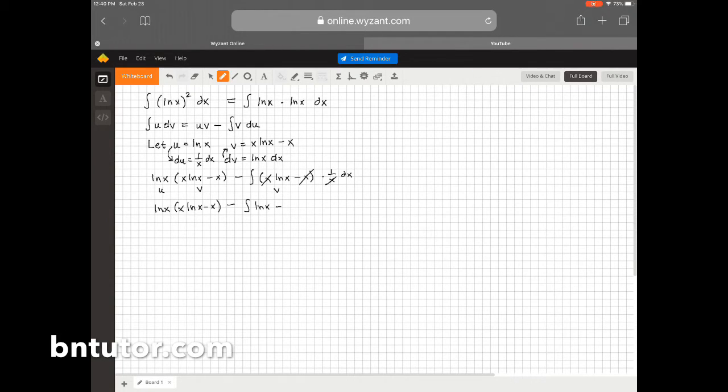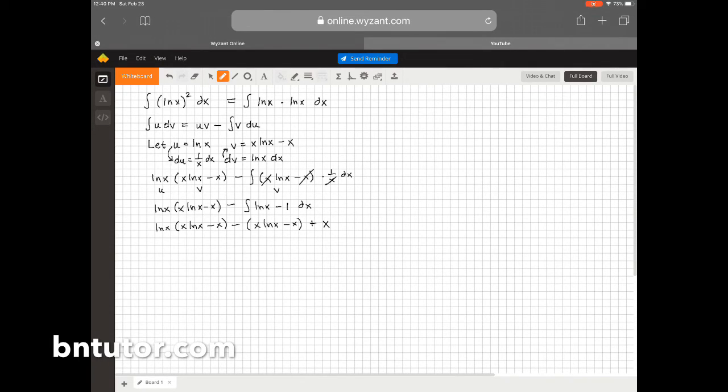What's left for us to do is to take the antiderivative of this expression that's left. So after reestablishing the part we'd already determined, natural log of x times x natural log of x minus x, the antiderivative of natural log of x is what we've previously established, and since we have minus a negative 1, that'll become a positive, and the antiderivative of 1 is x.